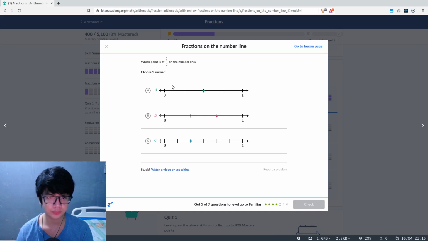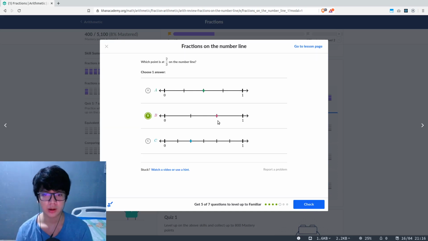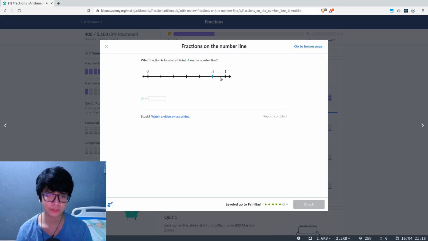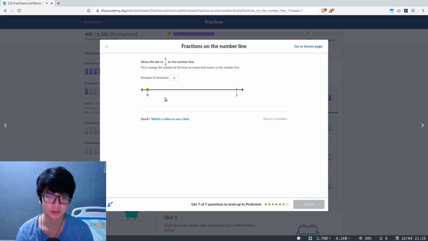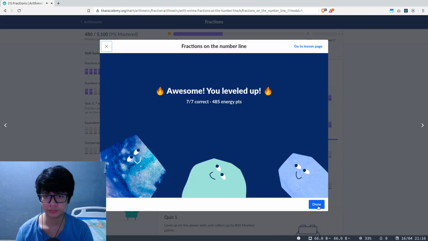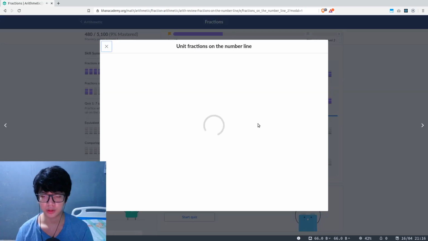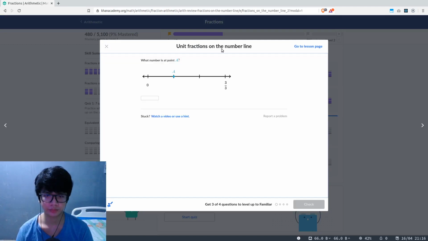Which point is at 2/3 on the number line? This one's at 2/3. What fraction is located at point A? 2, 3, 4, 5, 6. 5/6. We move here. Okay, cool. Next. Let's go.